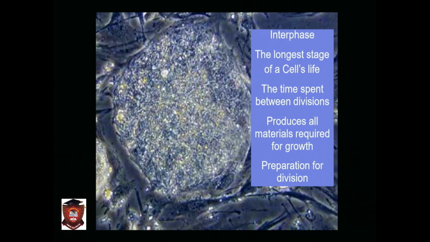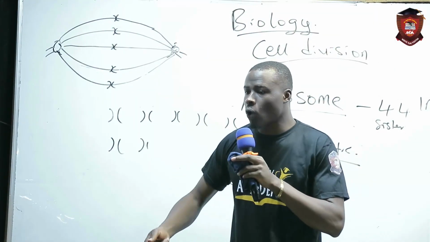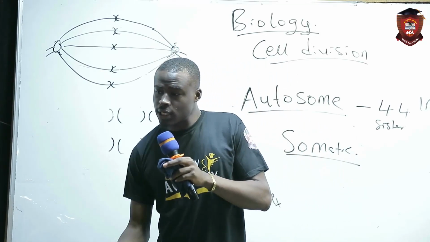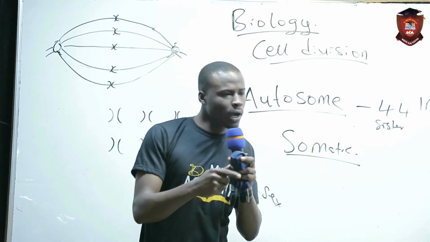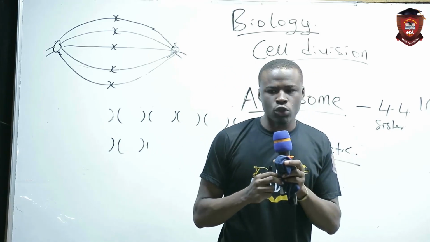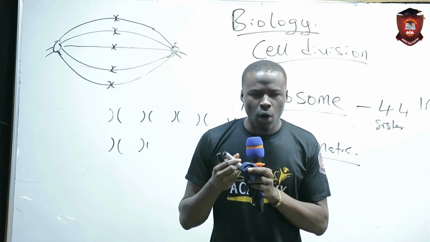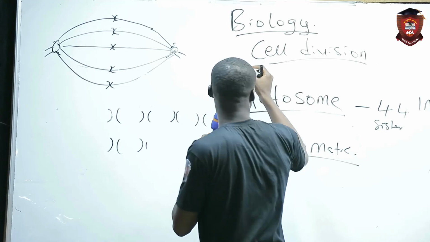Interphase produces all material required for growth. Mitosis is growth. What is growth? Increase. Do you understand? And why do cells divide? One of the reasons is that they want to grow, they want to increase. When you have one cell and it divides, it forms two daughter cells.